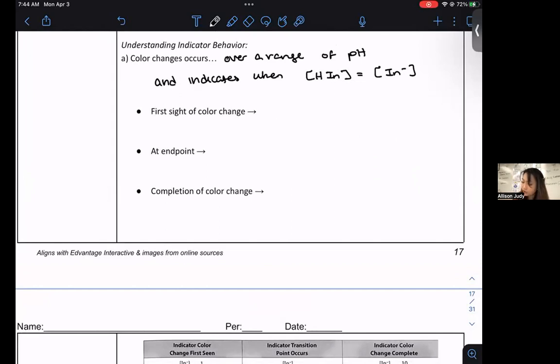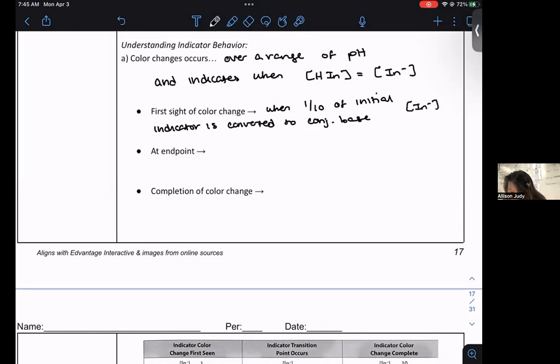So at the first sign of color change, we say that it's when, one, the initial solutions are mixed and not distributed well, but two, quantitatively, we kind of describe that as the point when 1/10 of the initial indicator is converted to conjugate base. So what we would say is that the concentration of deprotonated indicator over protonated indicator is equal to 0.1.